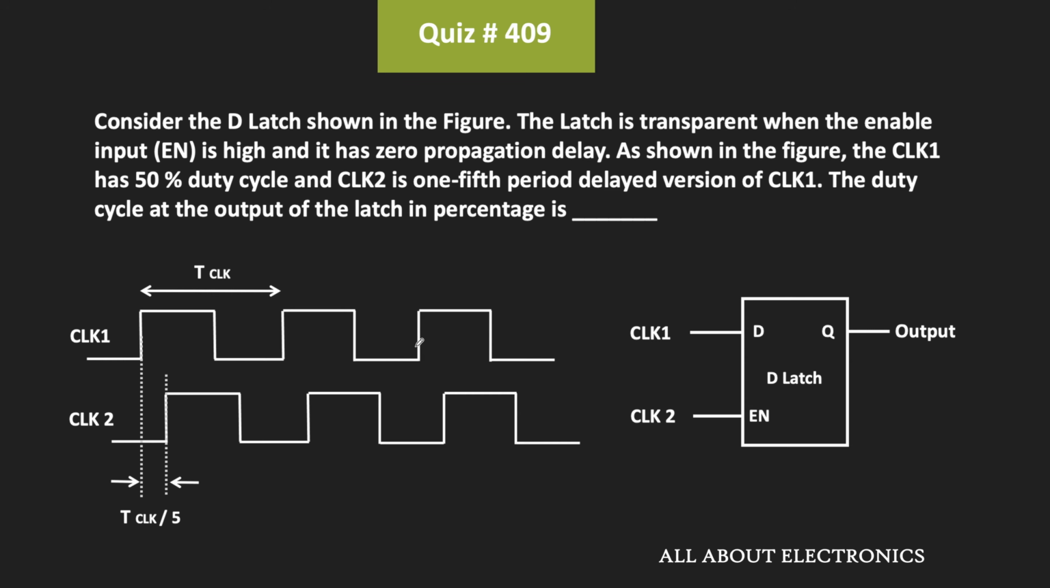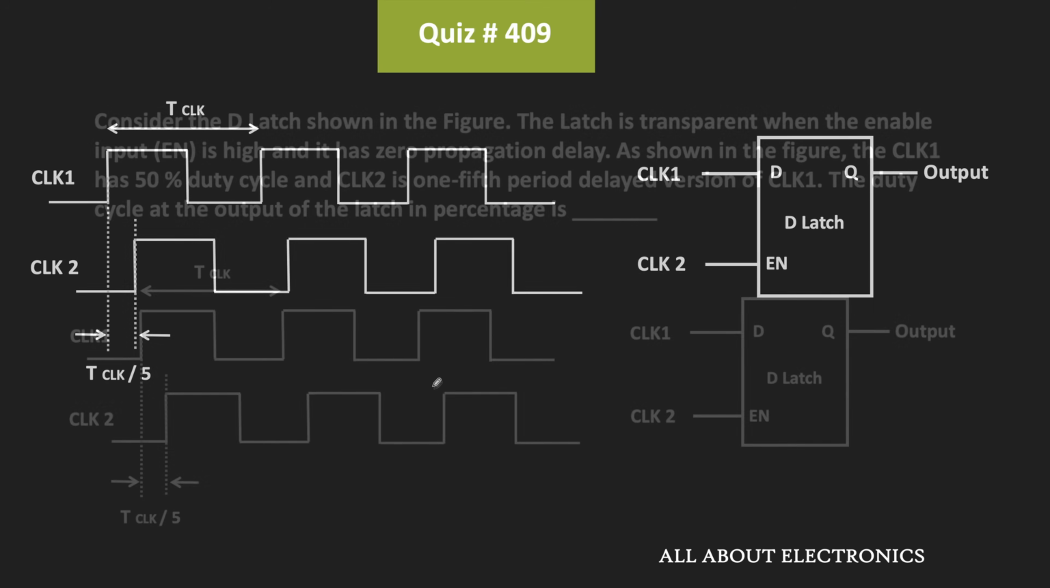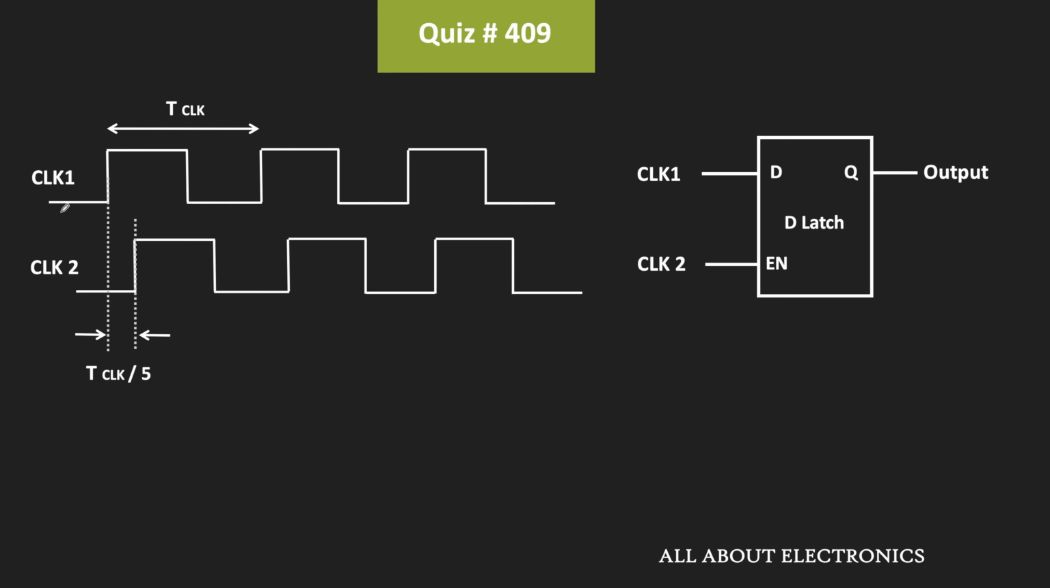So in this question, we have been given this D latch and these two clock signals are applied to this D latch. Here, we have been asked to find the duty cycle of the output wave. This signal CLK1 is applied as the input to this D latch, and as you can see, its duty cycle is equal to 50%. Now the CLK2 is exactly similar to the CLK1, but as you can see, it is a 1/5 delayed version of this CLK1. So first of all, based on these two inputs, let us see the output waveform of this D latch.